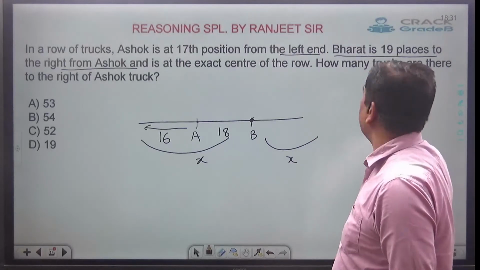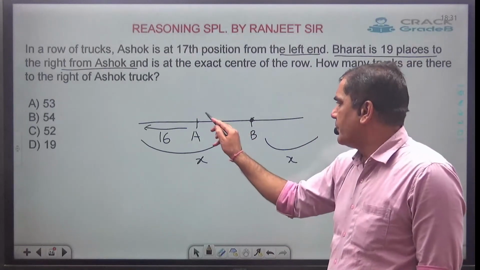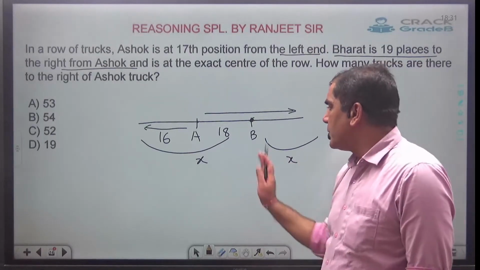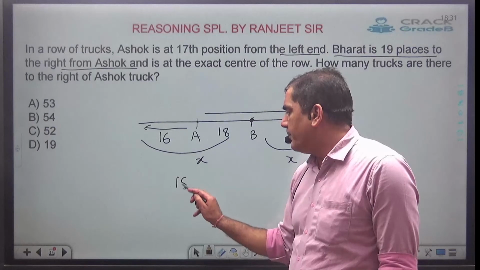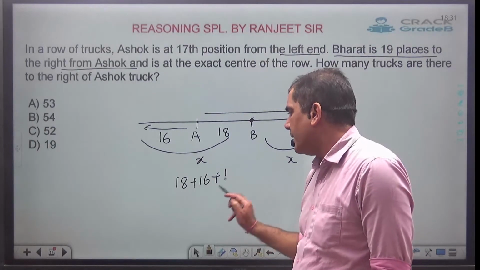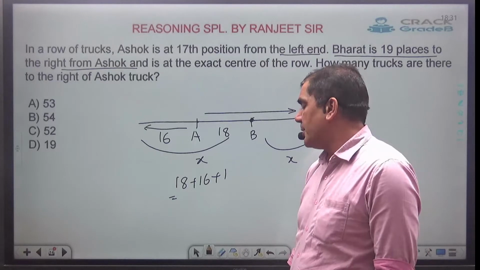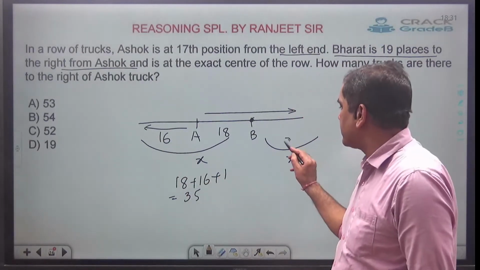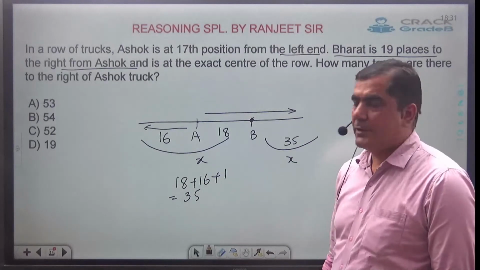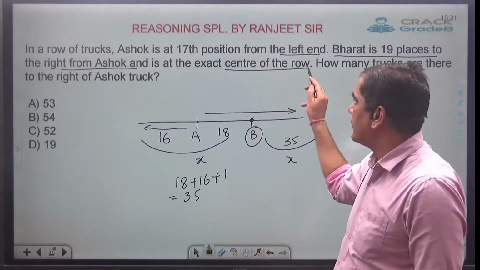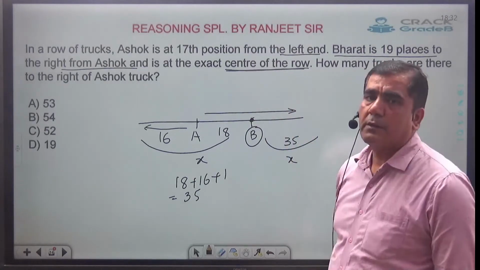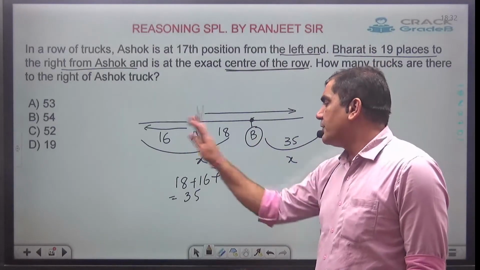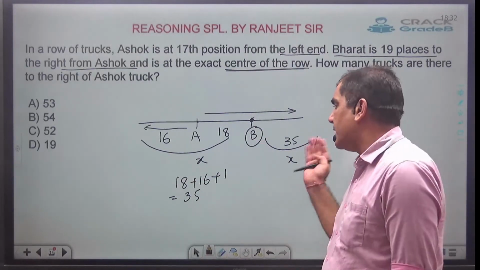Now the question says, how many trucks are there to the right of Ashok truck? Right of Ashok, this you need to calculate, simple. So to the left of Bharat comes out to be 18 plus 16 plus 1. 18 plus 16 plus 1 comes out to be 34 plus 1, 35. So if this is 35, then this must be 35, because Bharat is exactly in the center of the row. They have given center of the row. So to the left of Bharat and to the right of Bharat must be same. To the left of Bharat is 35, to the right of Bharat must be 35.